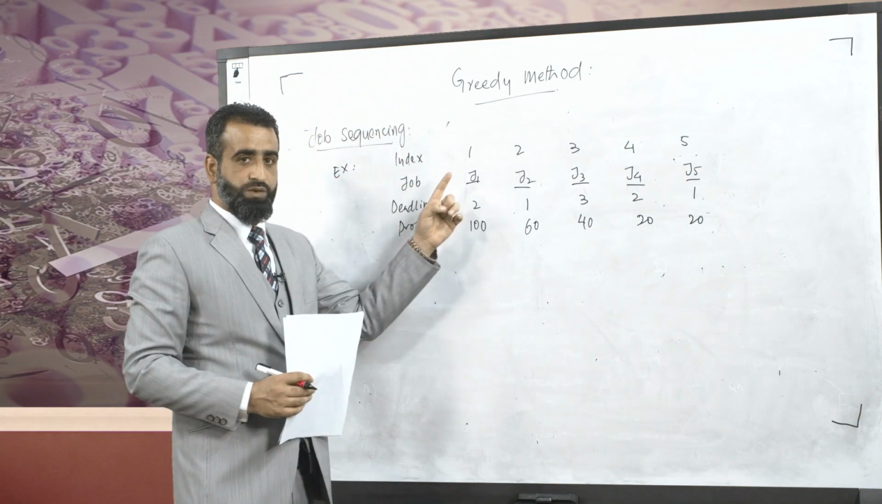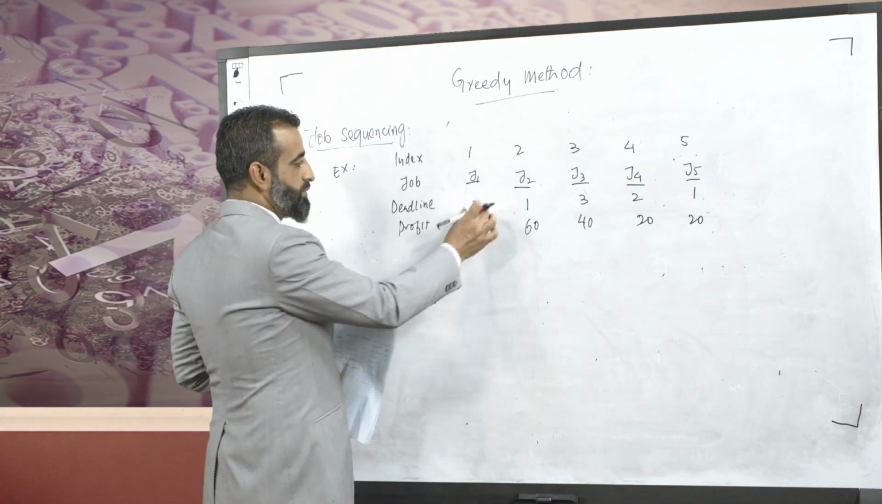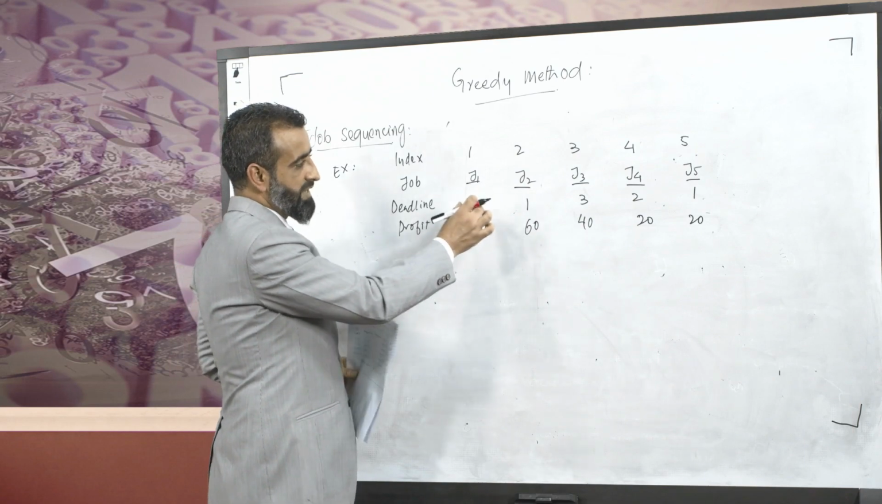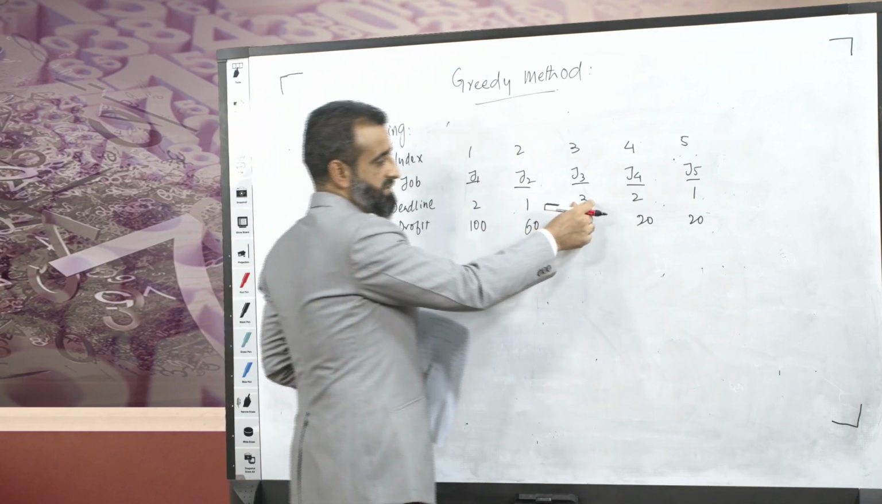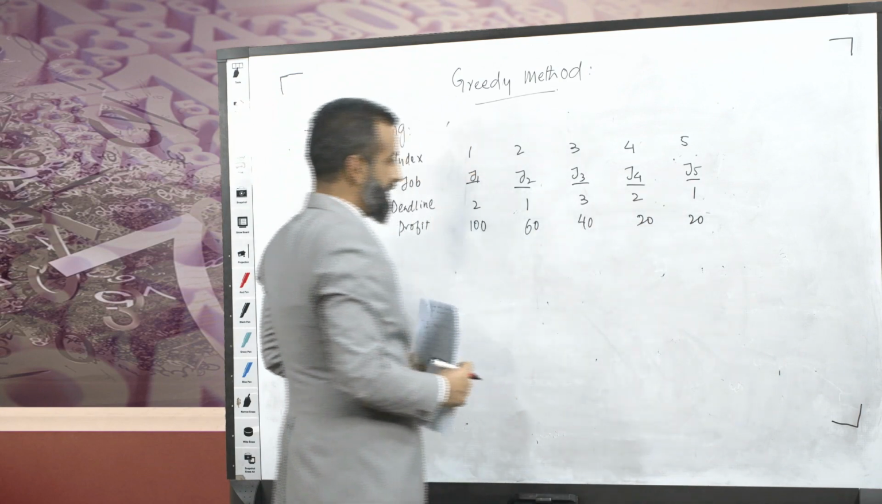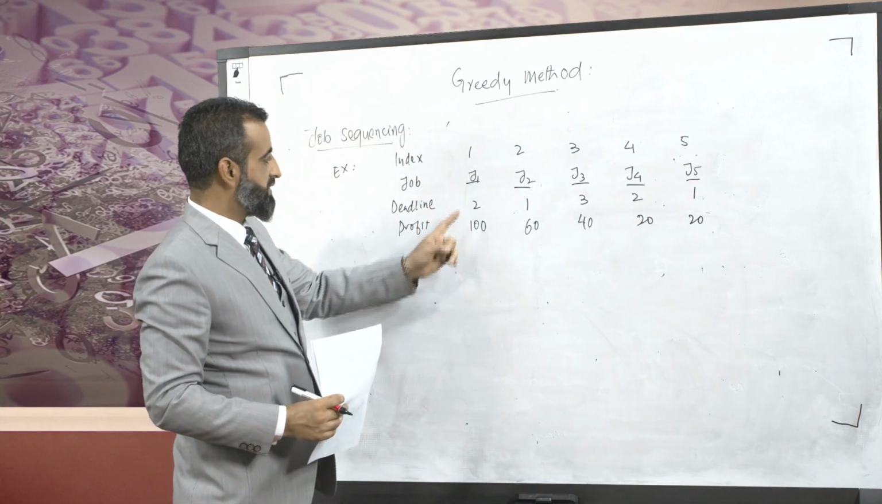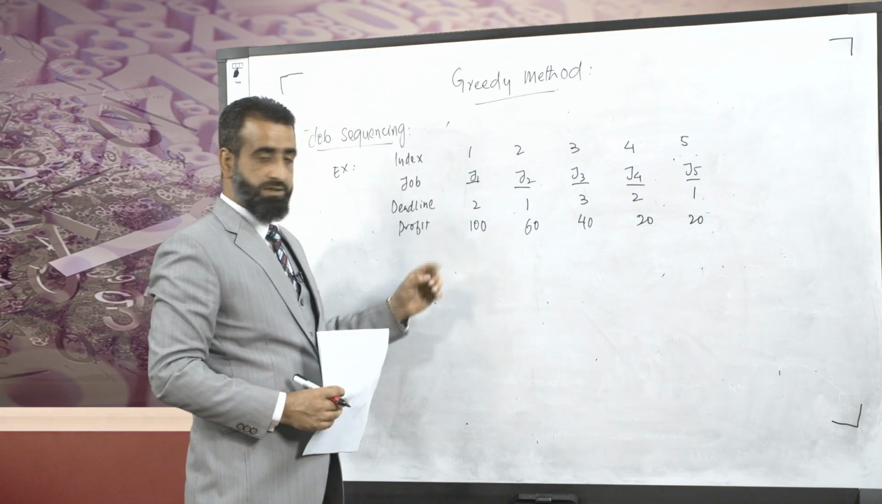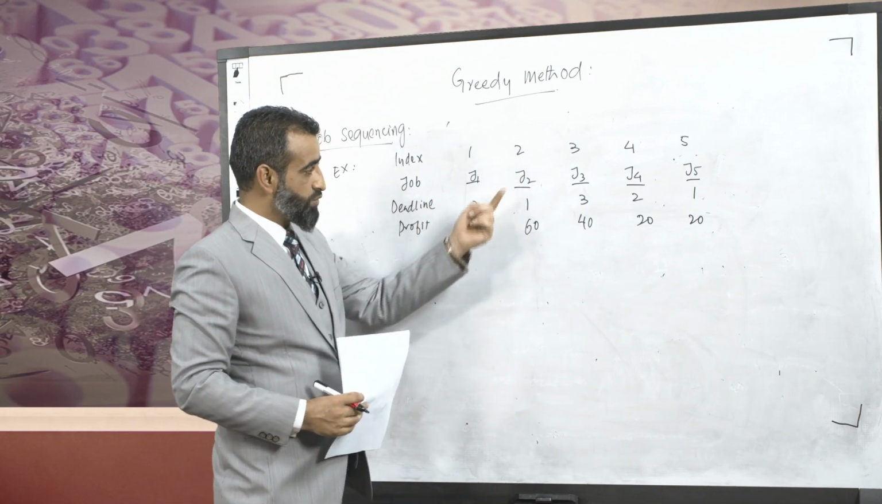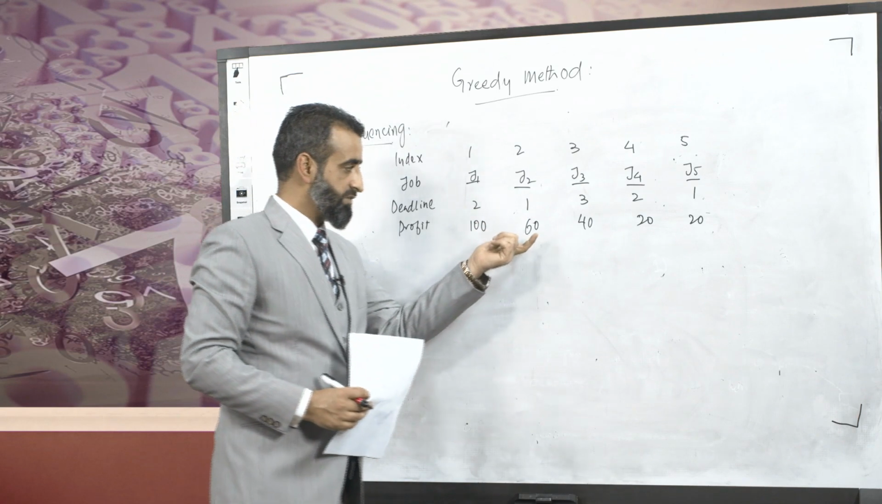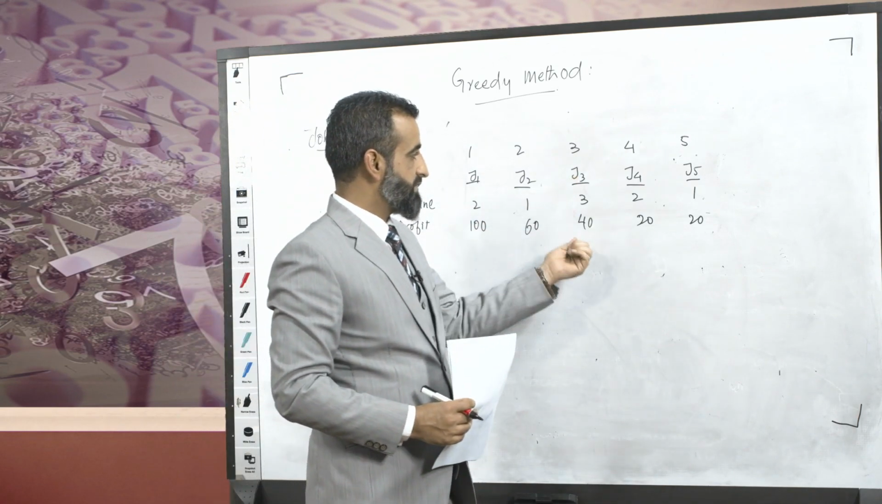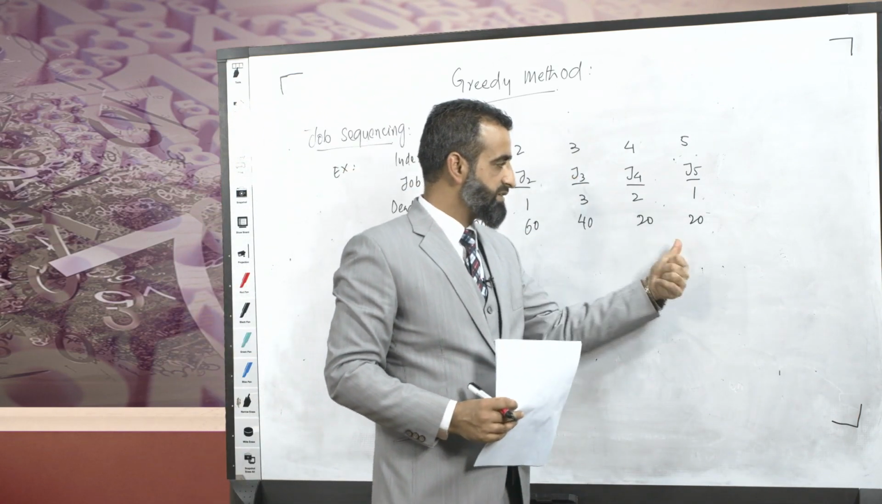Each job has its own associated deadline. This job needs to be completed by 2 units of time, this in 1 unit of time, this 3, 2 and 1. And every job has its own associated profit. Job J1, if completed within its deadline, will earn us a profit of 100. Likewise, J2 will earn a profit of 60. For J3 it's 40, J4 it's 20, and J5 it's 20.